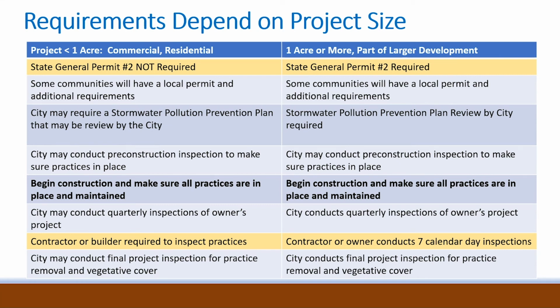Some communities may have a local permit program. They may require a SWPPP for small sites. They may also conduct pre- and post-construction inspections. Practices should be installed, inspected, and maintained throughout construction. Some communities conduct quarterly inspection of these projects as well. Final vegetated cover is required. Contact your local community to learn more about their requirements.